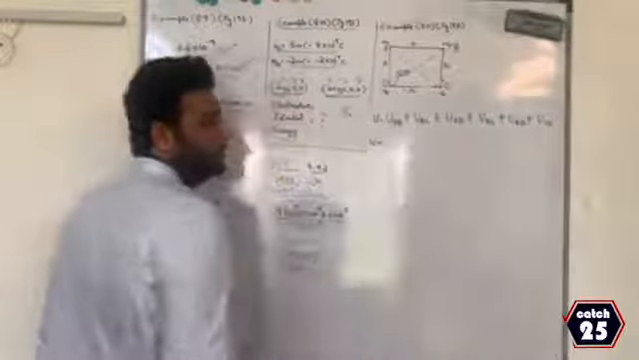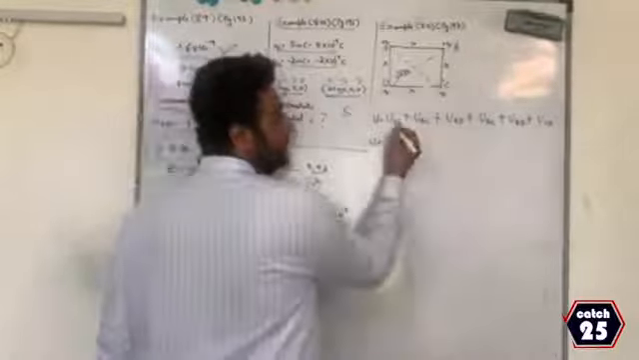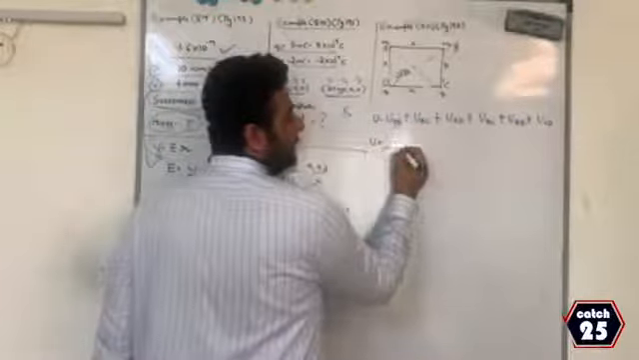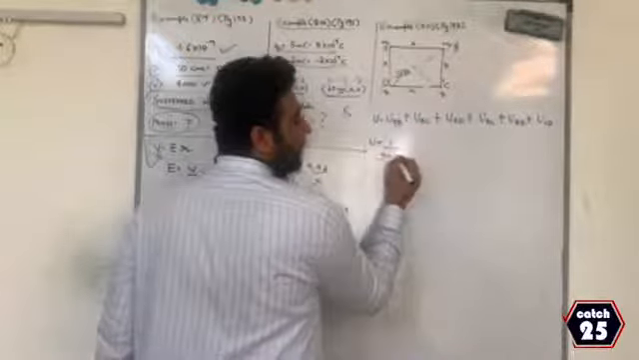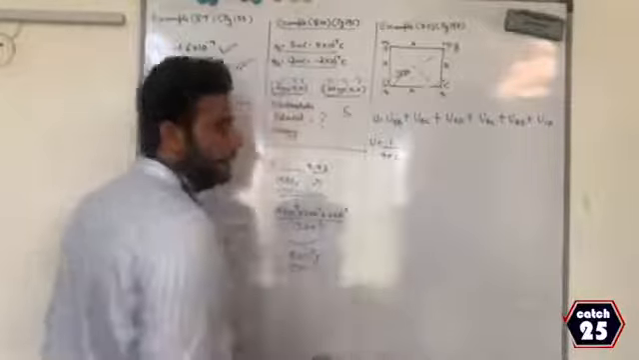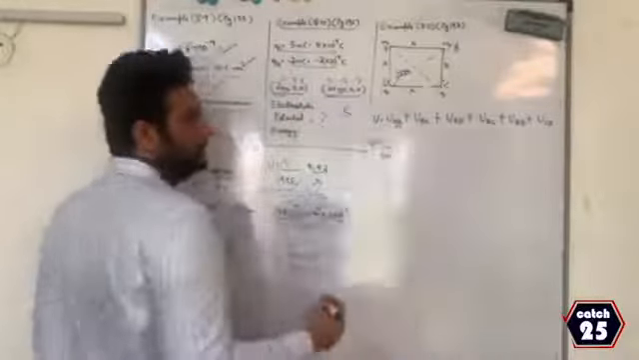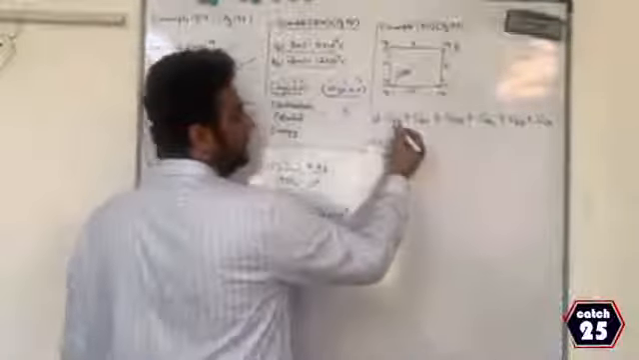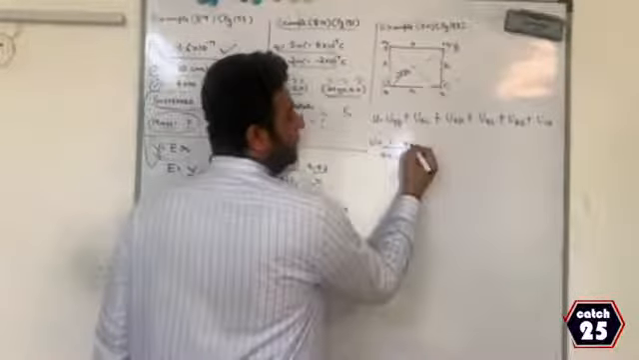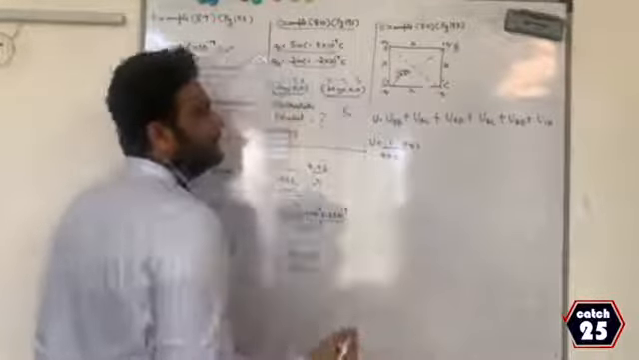Therefore, total electrostatic potential energy. What is electrostatic potential energy between A and B? 1 by 4 pi epsilon naught, Q1, Q2 by distance. What is the charge at A? Plus Q. What is the charge at B?